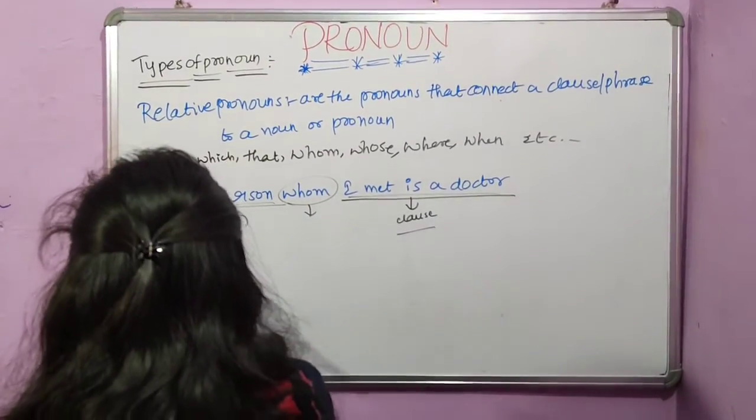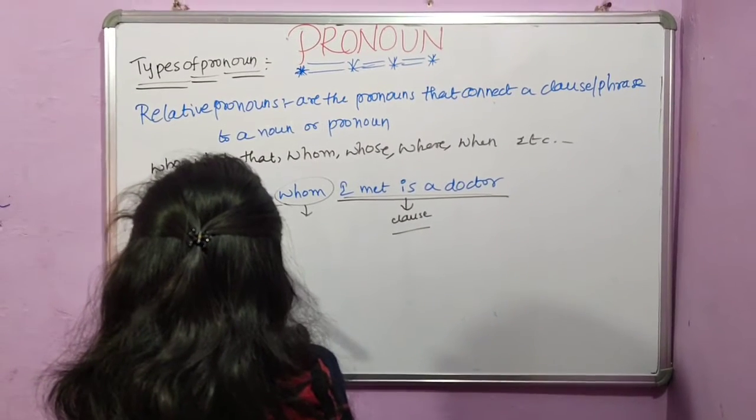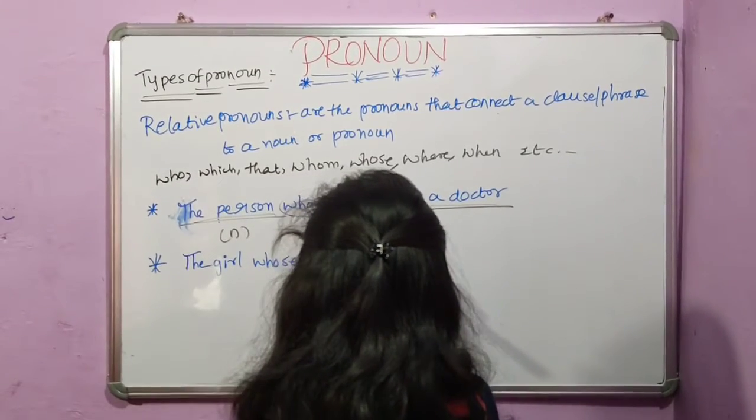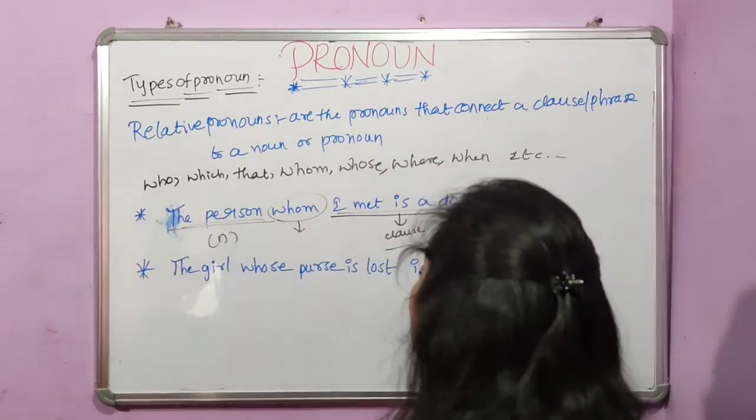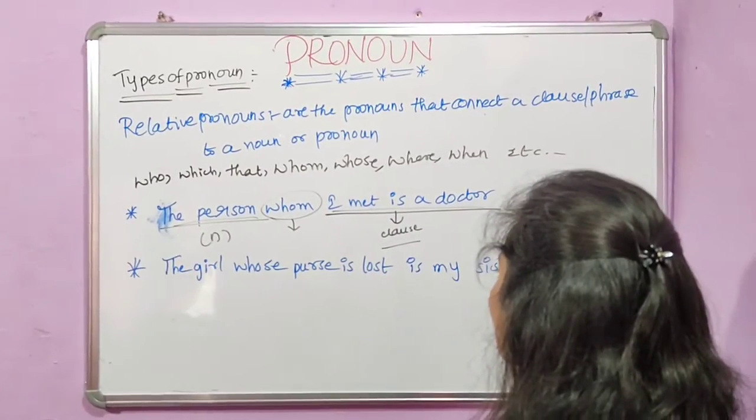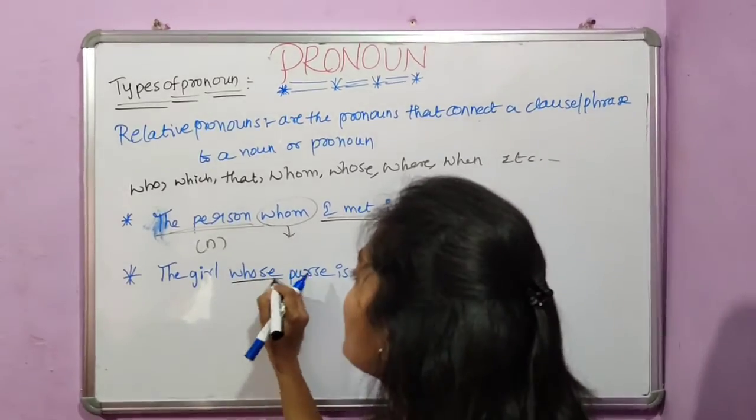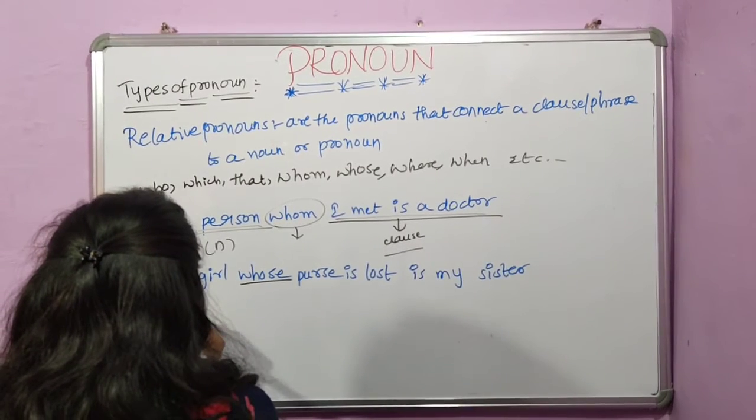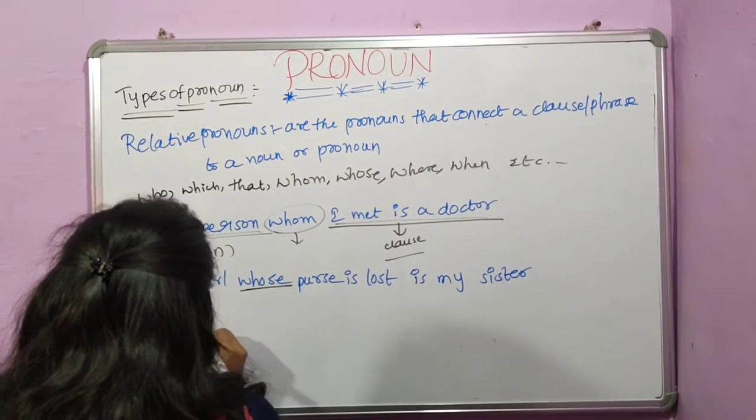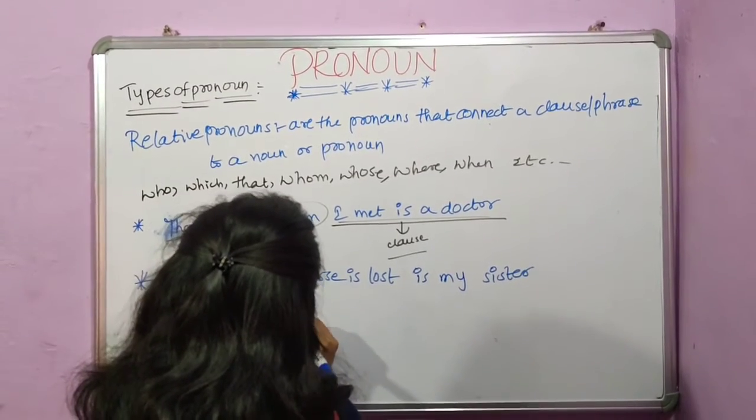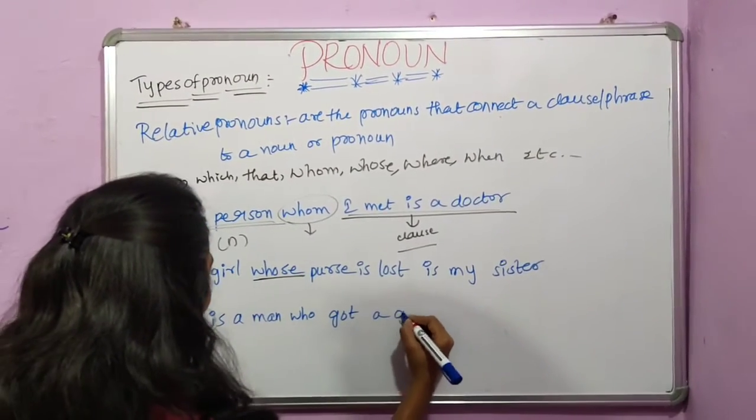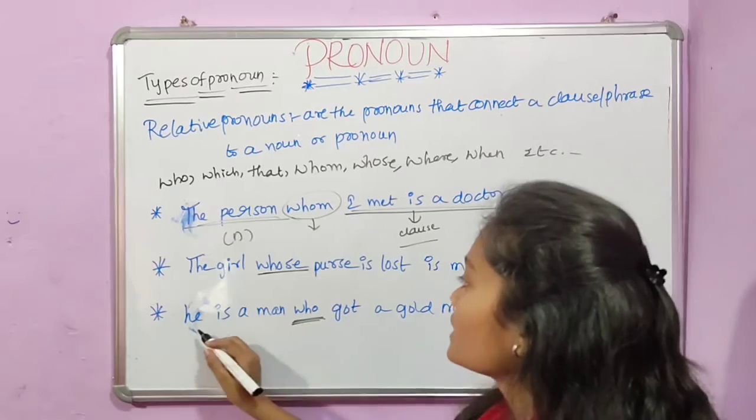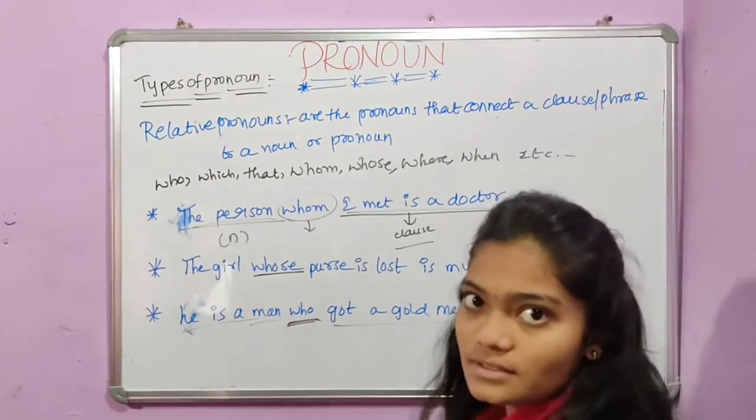Another example is: the girl whose purse is lost is my sister. In this example, whose is a relative pronoun. Again, he is a man who got a gold medal. In this sentence, who is a relative pronoun as it combines a noun and a clause.